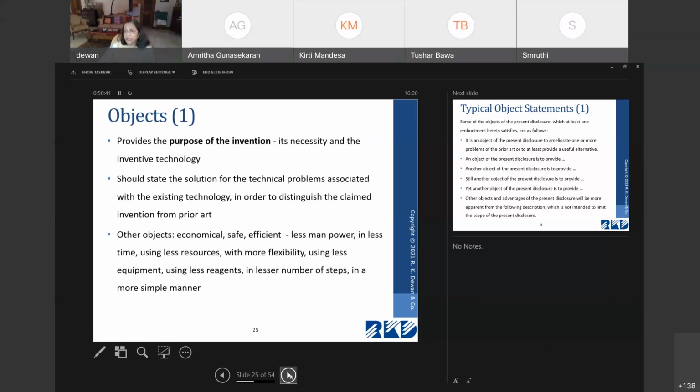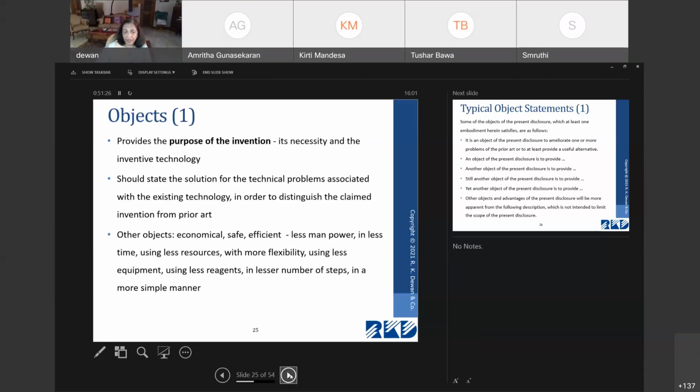Many times again, just like background or field, there is still a tendency for people to write the invention itself in the objects. So here we differentiate that we don't write about the invention. We are not going to write about the product or the features of the product, or, if it is a process patent, the steps. What the objects do is provide the purpose of the invention or the advantages.